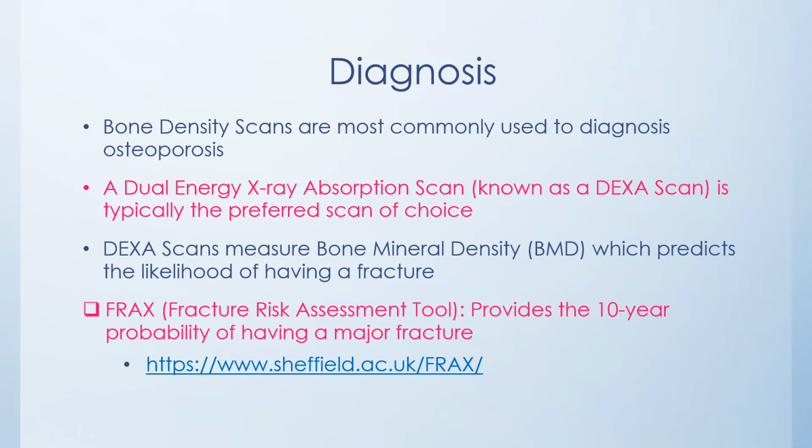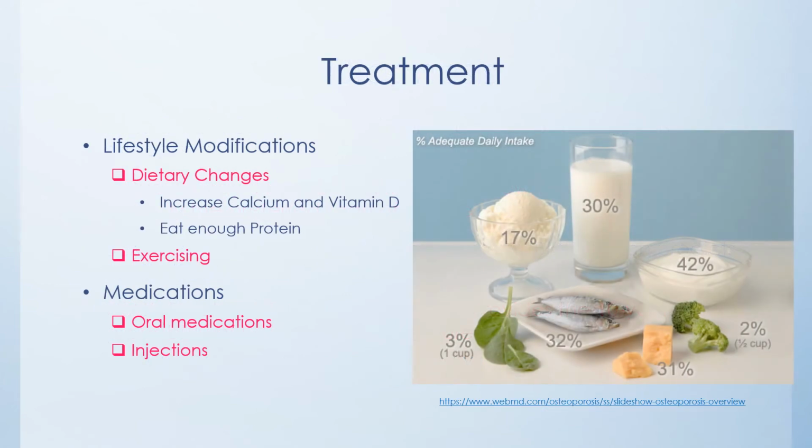Now if you're interested in finding out your risk of fracture, you can check out the link below for the fracture risk assessment tool, also known as FRAX, and that provides you with a 10-year probability of having a major fracture. As with many things, the first line of treatment is usually lifestyle modifications, and that can be dietary changes, making sure you're increasing that calcium and vitamin D intake, getting enough protein, exercising. Now, if that's not helping, there are medications available, and that's going to include oral medications and injections.